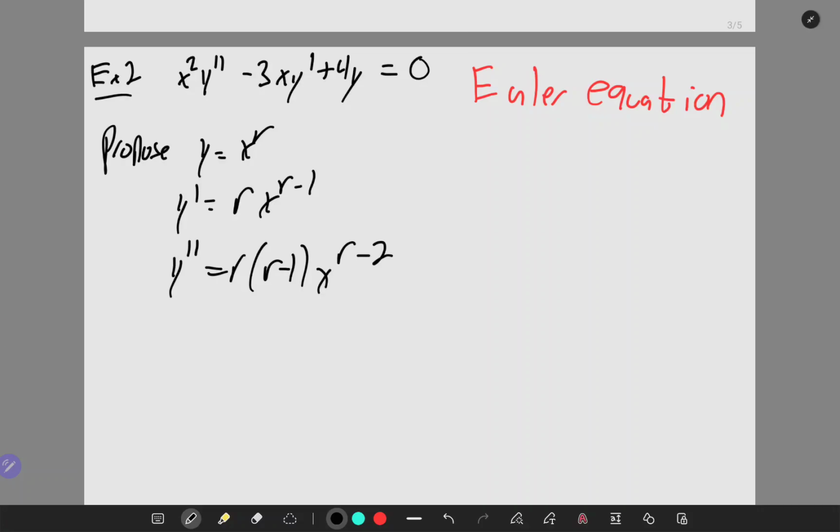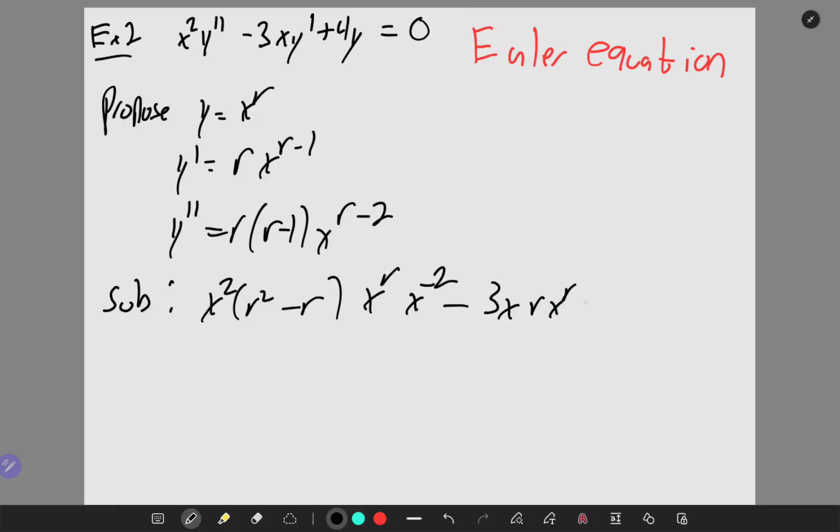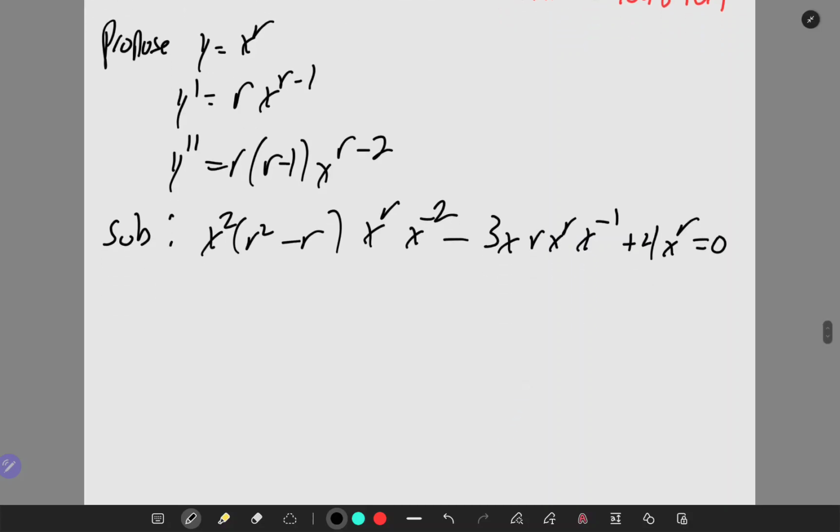So now we plug those in, right? We substitute: x squared times r squared minus r times x to the r times x to the negative 2. I just rewrote that term. Minus 3x times r x to the r, x to the negative 1, plus 4 times x to the r is equal to 0. Let's cancel out. So this cancels with this, cancels with this, and all of the x to the r's will cancel.